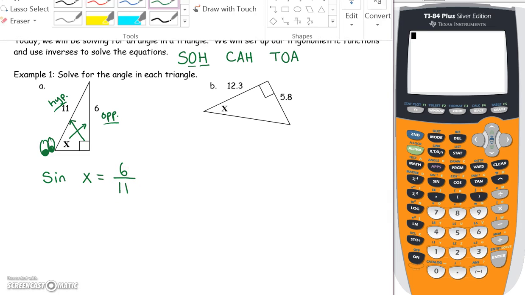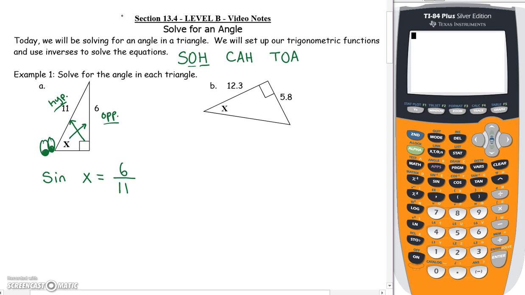Now we're going to go ahead and solve for this. And in order to solve for it, we have to get rid of sine by doing sine inverse on both sides. Sine inverse and sine cancel. And x is equal to sine inverse of 6 divided by 11.